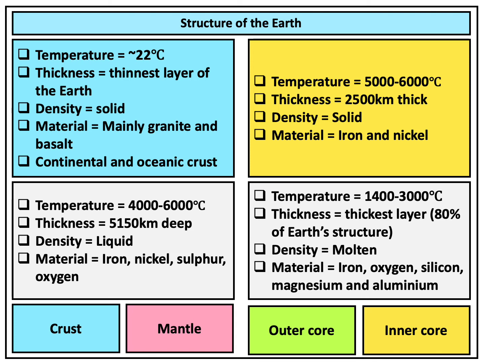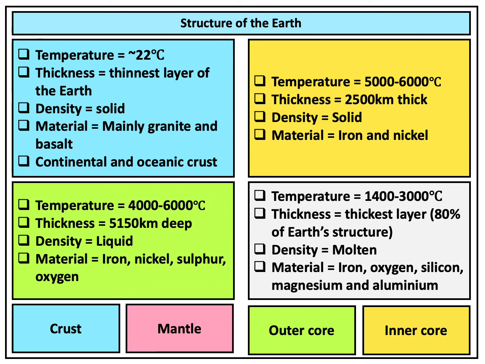Next one. Temperature 4,000 to 6,000 degrees Celsius. Thickness is 5,150 kilometres deep. The density is liquid of this one, and the materials it is comprised of is iron, nickel, sulfur and oxygen. So if you said outer core for that one, you were dead on.